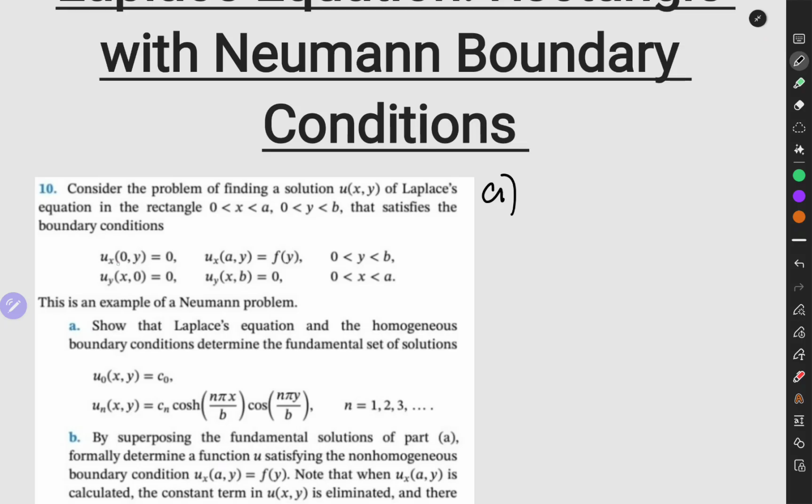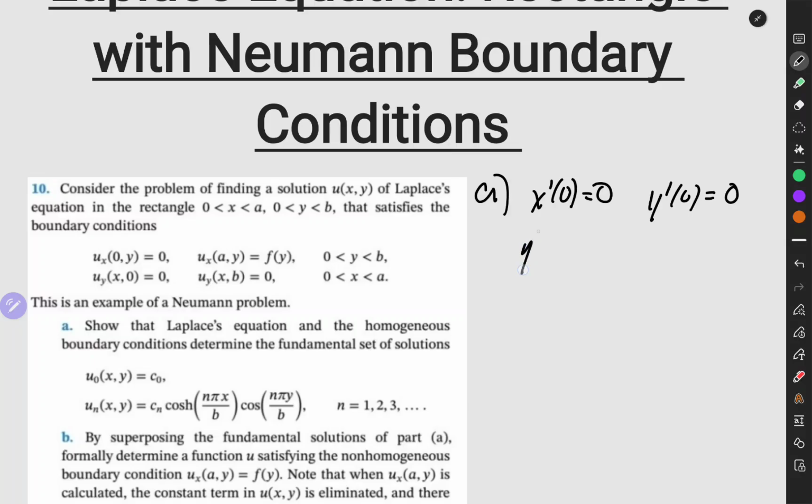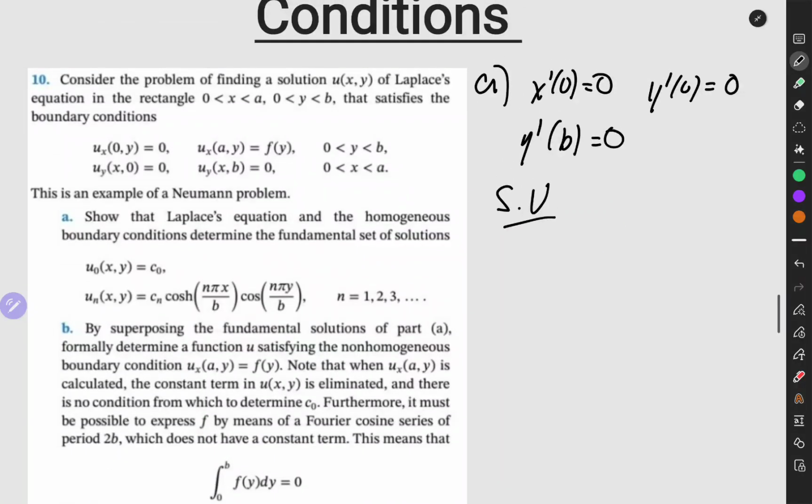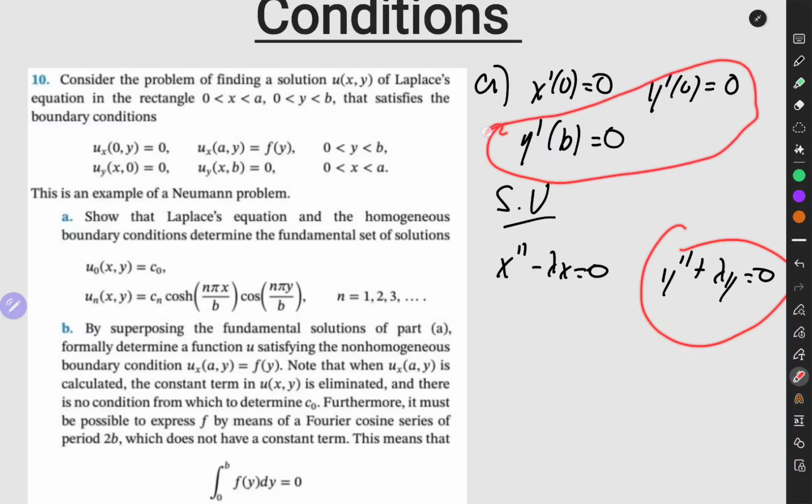We have x prime of 0 is 0. y prime of 0 is 0. And we have y prime of b is 0. Right? Remember, when we separate the variables of the wave equation, we end up with, you should all be very familiar with this by now. So when we do our boundary value problem, you can see that we need to use these two right here, right?